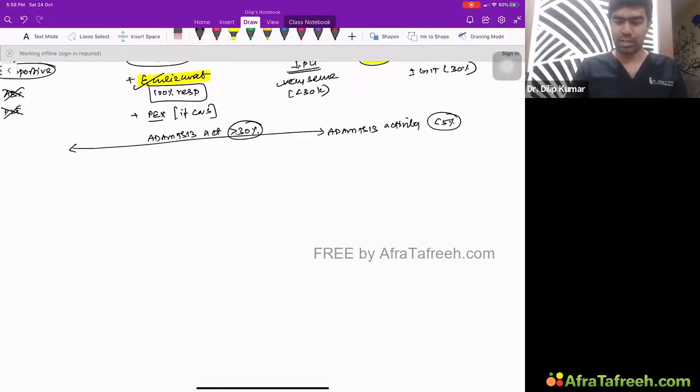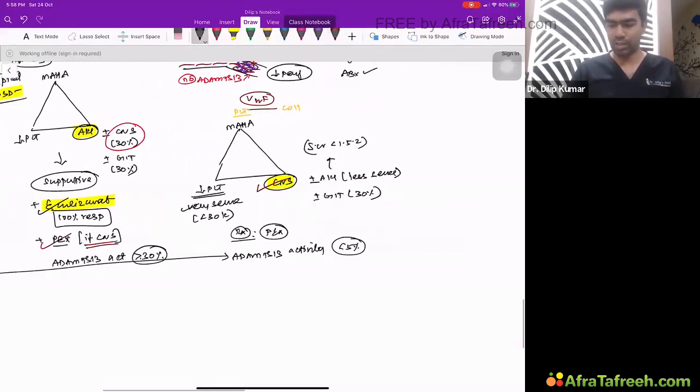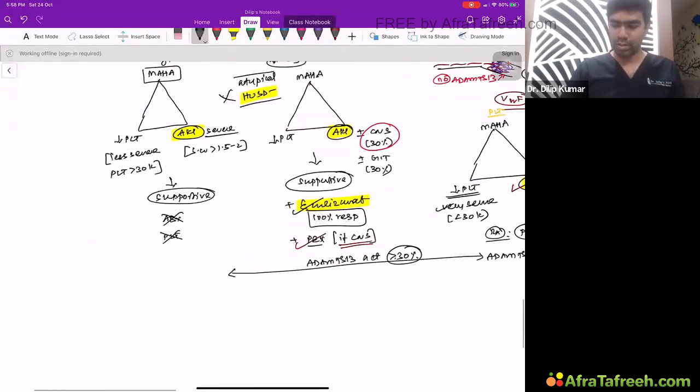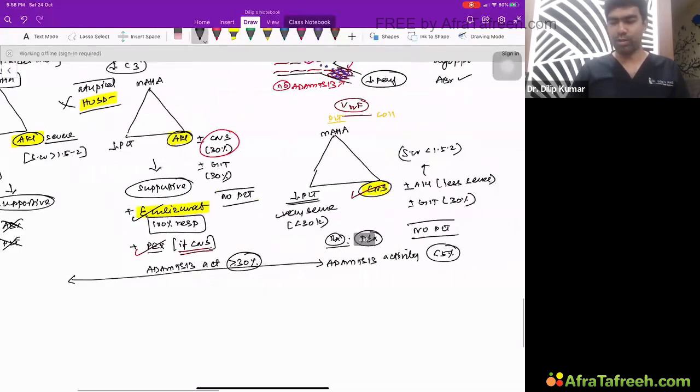As far as TTP is concerned, the treatment is also quite simple. We are going to use only plasma exchange. But the final take-home point is very simple. In clinical practice, whenever there is CNS involvement, I'll go for plasma exchange. If there is no CNS involvement, I try to treat supportively. And once again, no platelet transfusion unless you have significant bleeding. Otherwise, you are not going to give platelets.